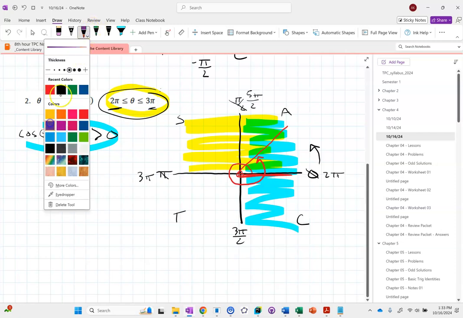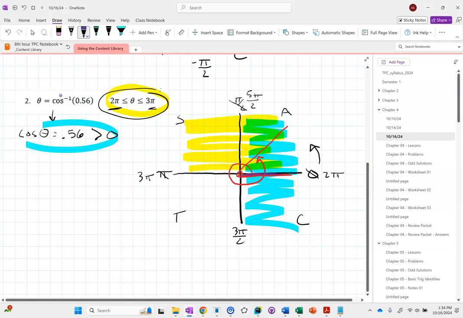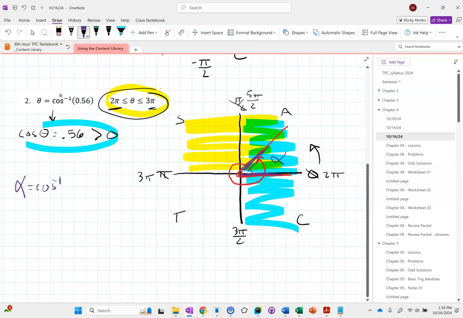All right. So now I will draw in my alpha. My alpha is always drawn between the x-axis and the terminal side. So there's my alpha. And alpha is always going to be the inverse that I'm given, but with an absolute value around it.